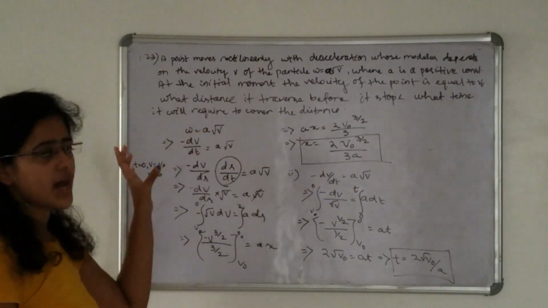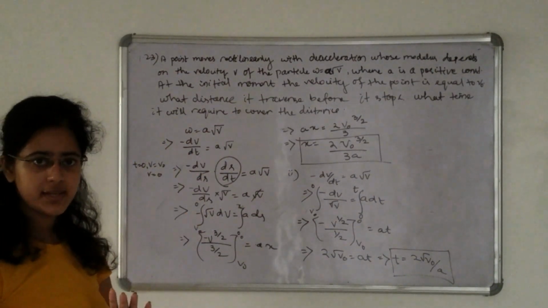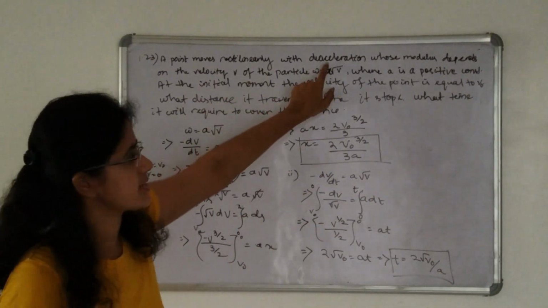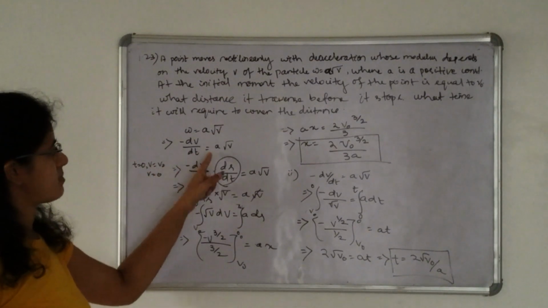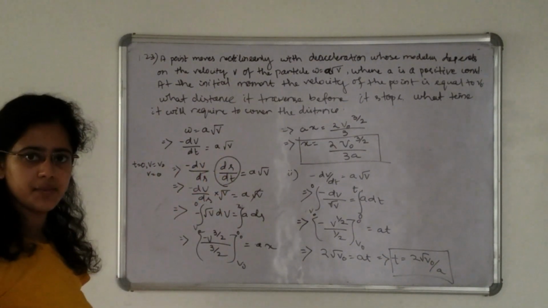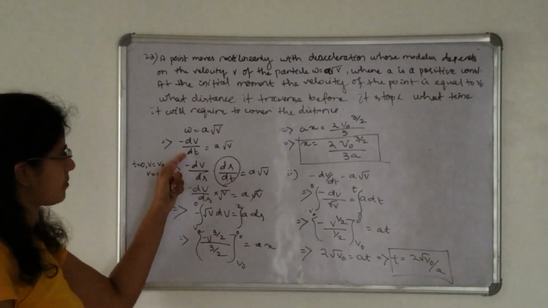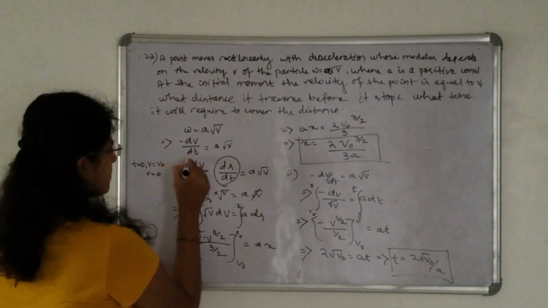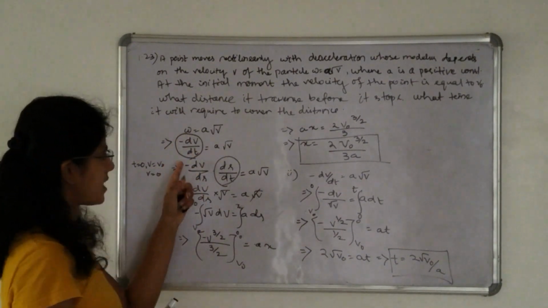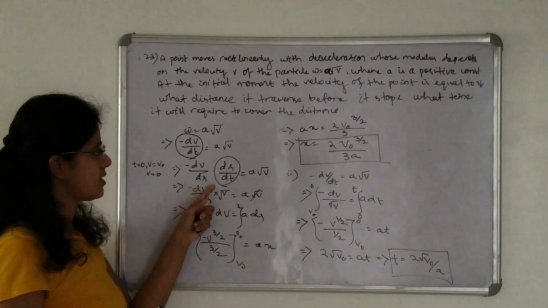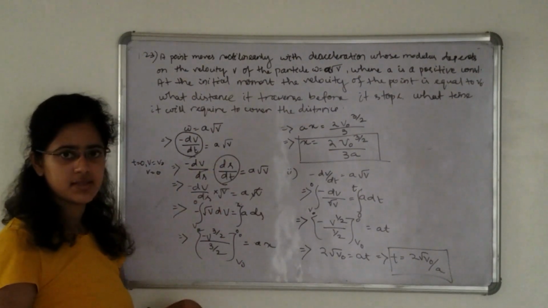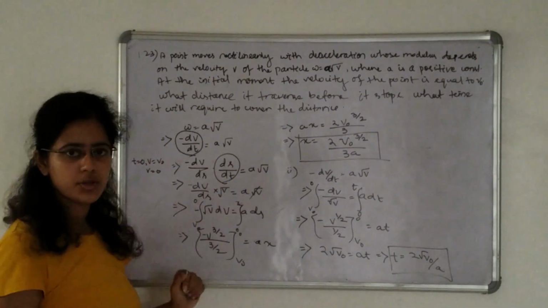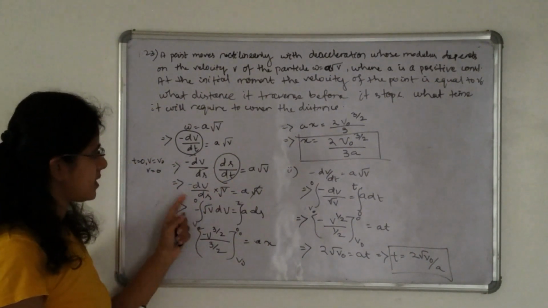So we know that acceleration is equal to dv by dt, but it is said that it is deceleration. That means minus dv by dt. So minus dv by dt is equal to a into root over of v. Next we can write minus dv by dt as minus dv by ds into ds by dt.